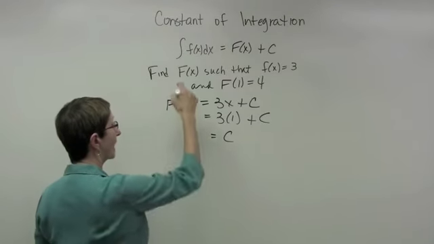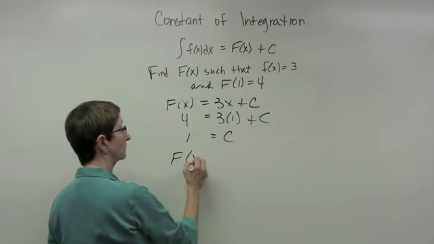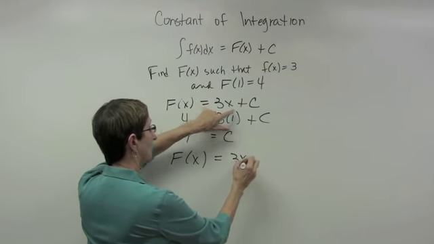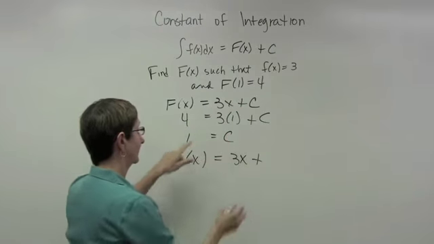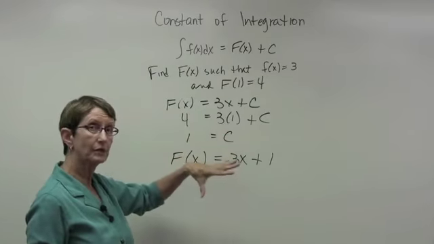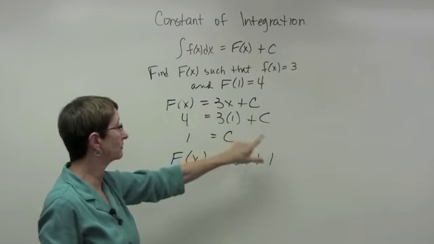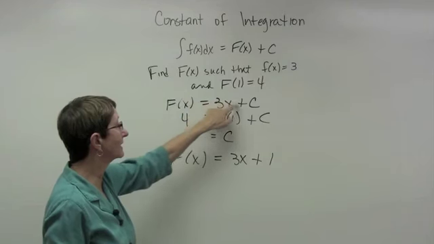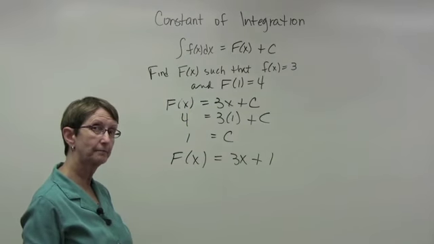So my function, capital F of x, that I was looking for, 3x plus c, and c is 1. So we used the initial condition to find the value for c, and we used the rules for antiderivatives to get the 3x.